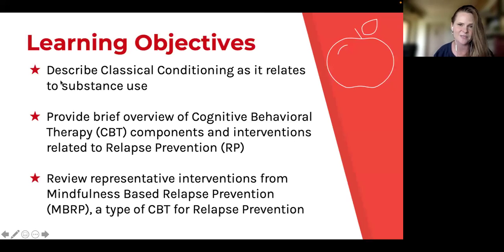In terms of our learning objectives today, first is to describe classical conditioning as it relates to substance use, then to provide a brief overview of cognitive behavioral therapy, CBT, the components and the interventions as they relate to relapse prevention, RP. And then we're also going to review representative interventions from mindfulness-based relapse prevention, or MBRP, which is a particular type of CBT for relapse prevention.